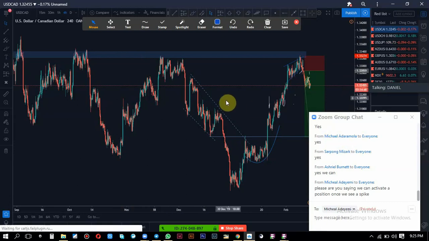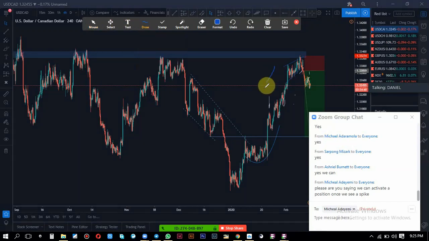So basically, this is the 4 hour. When I execute my trades, maybe in the 1 hour, these waves here, and these waves here, and these waves here, they are basically going to be looking like trends. It will be an uptrend, it will be a downtrend, it will be an uptrend.